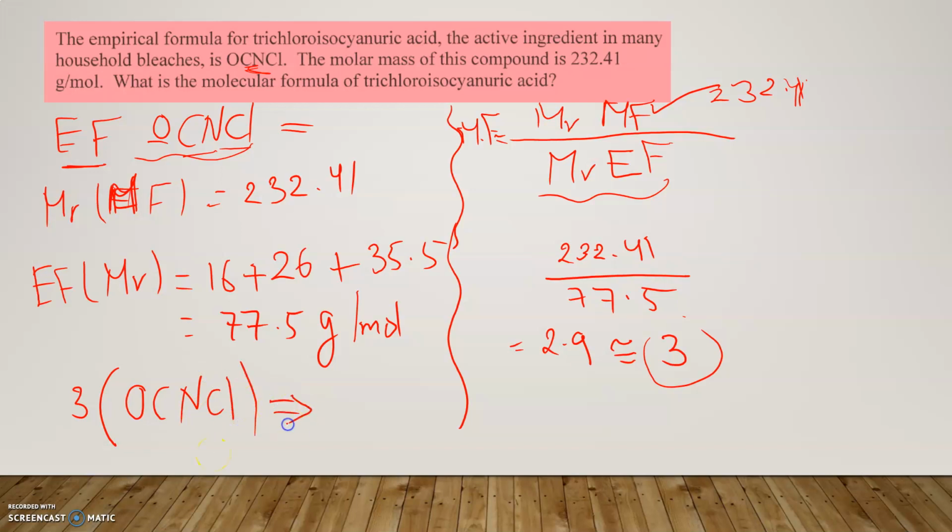So this will give you O3, CN3, and Cl3. So this is your final answer. This is the molecular formula, O3, CN3, and Cl3. This is the empirical formula of that trichloroisocyanuric acid. Okay, let's check another question.